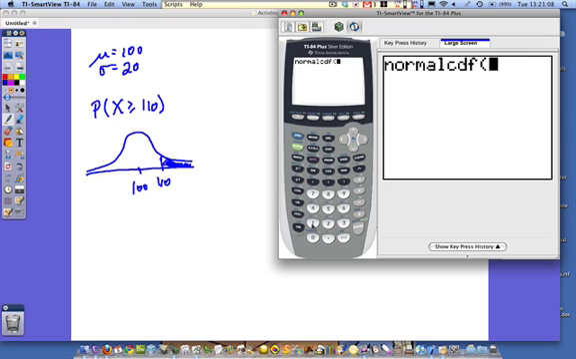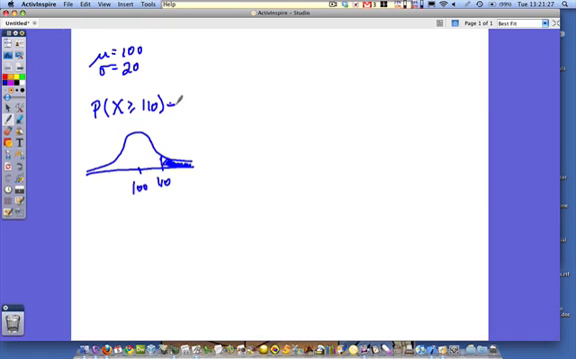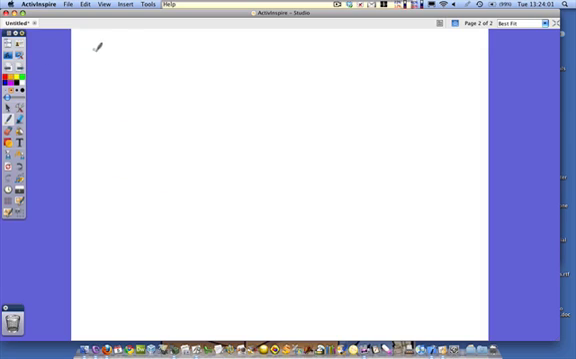Then I can find the calculator and look at second distribution, normal CDF. My lower bound is 110. I have no upper bound, so I'm going to use a really big number. My mean is 100. My standard deviation is 20. Click enter, and there's my answer, 0.3085. So this is equal to 0.3085. And there's problem one.